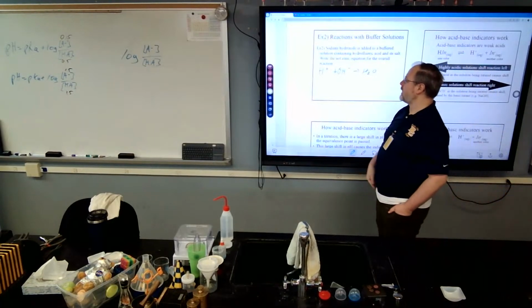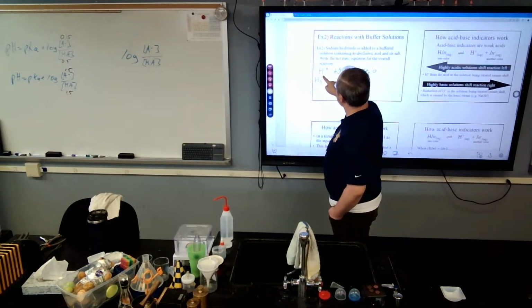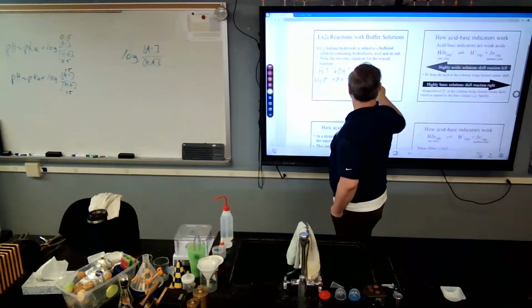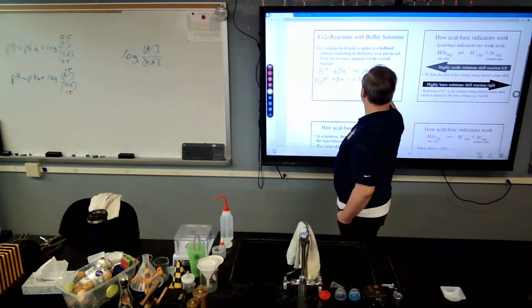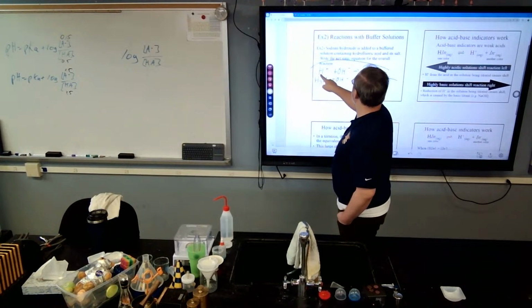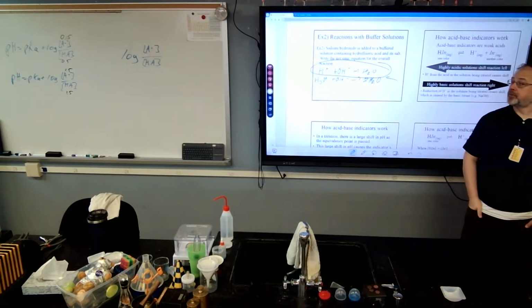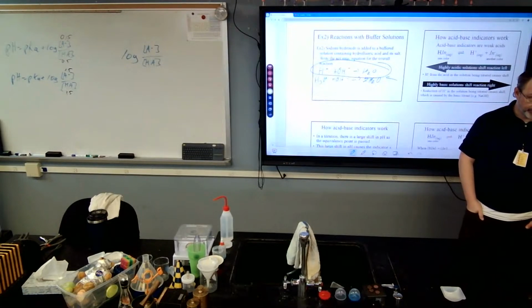If you want to replace this with H3O plus and OH minus, just please make sure you actually do 2 H2O. Some people do this instead. I prefer this, but they're both equivalent. Just make sure you're balanced. That is for a strong acid, strong base.